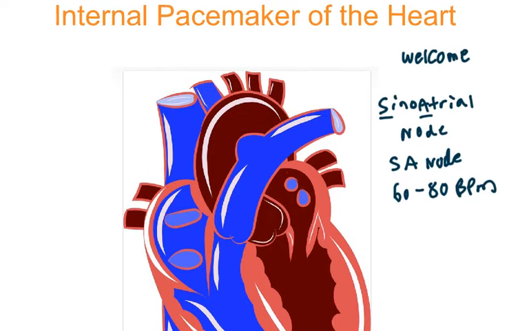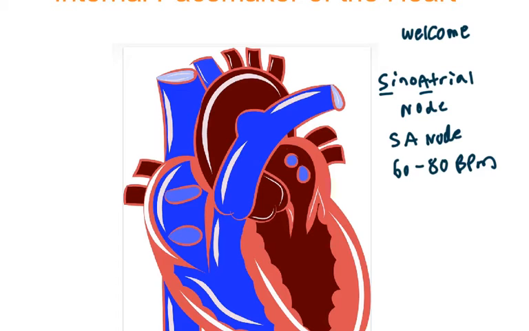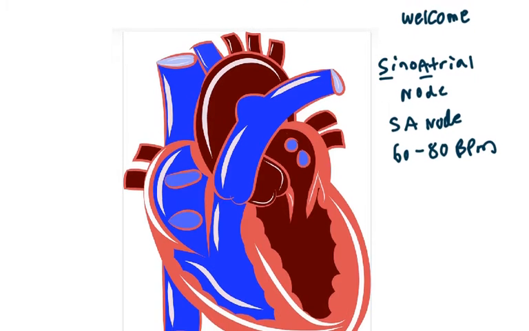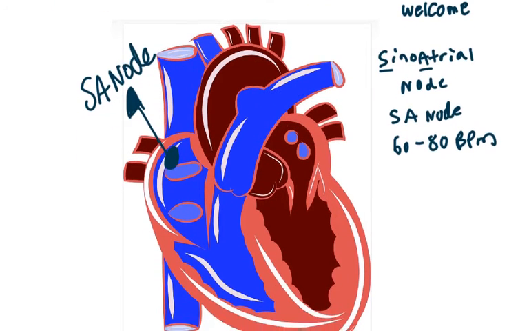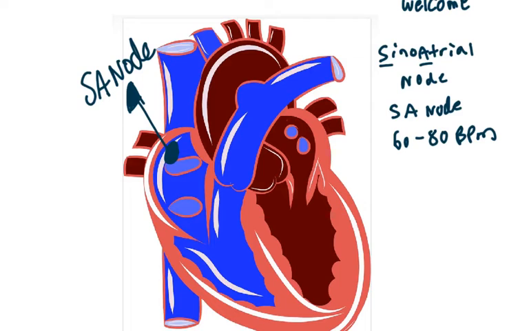There are specialized nodal cells in our SA node, and we'll look at more nodes shortly. Let's point out an approximation of where the SA node would be. The SA node is located in the right atrium, so it's part of the right atrium, and it's the main part of the internal pacemaker of the heart. The heart beats on its own.